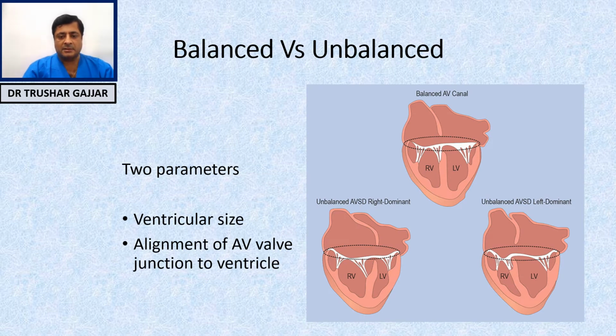Atrioventricular canal is also classified as balanced and unbalanced. Balanced means each valve has its own ventricle of adequate size. If you see here, this is called the balanced AV canal, where both ventricles are of good size and both valves are committed to their individual ventricles.